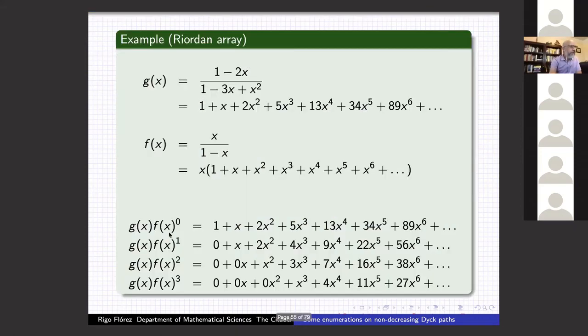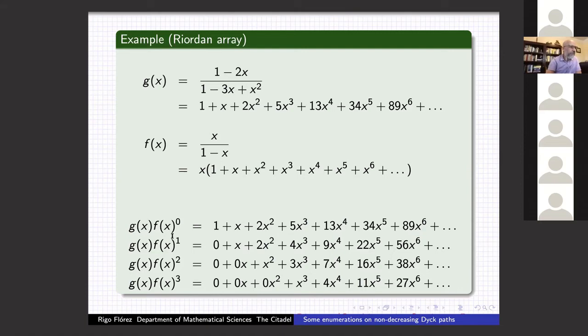Now, there is one construction, but there is another construction. And the other construction is, if we have two generating functions, G and F, we need one condition. X is always a common factor of these generating functions. And this is just that the independent term is not zero, right?